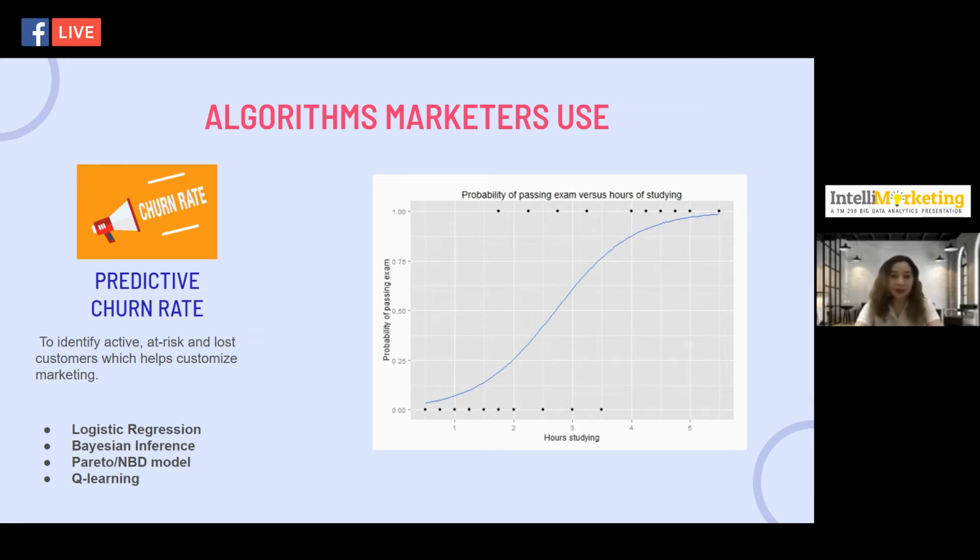But I also wanted to share the predictive churn rate, wherein we identify active, at-risk, and lost customers, which helps customize marketing. So for these types of activities, we use the following tools. For example, we have logistic regression, wherein it is a statistical model that in its basic form uses a logistic function to model a binary dependent variable, although many more complex extensions exist. Well, in regression analysis, logistic regression is estimating the parameters of a logistic model. So we also have here Bayesian inference, the Pareto NBD model, as well as Q learning.